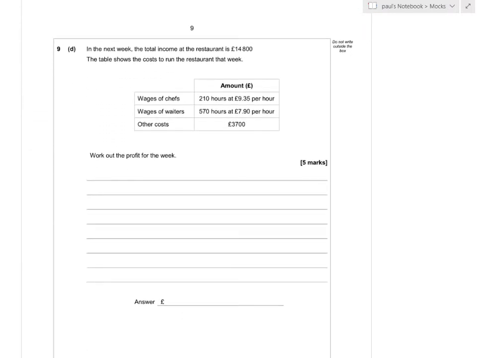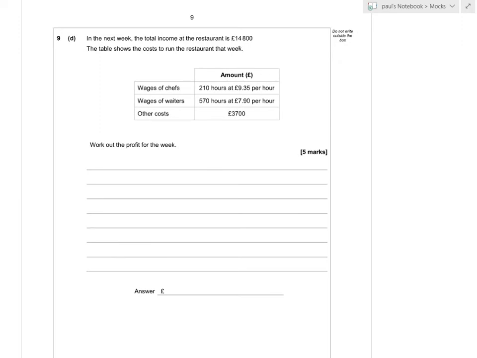Right, in the next week, the total income of the restaurant is £14,800. The table shows the cost to run the restaurant that week: the chef's wages, the waiter's wages, and the other costs. Work out the profit. Right, so that's the income. This is the outgoings. So let's work out the outgoings, yeah?